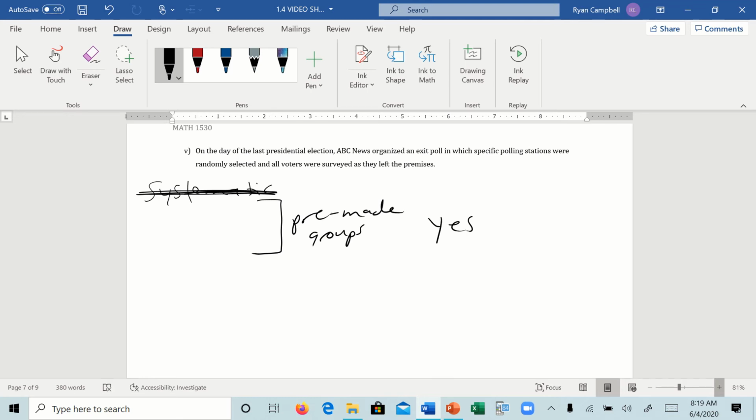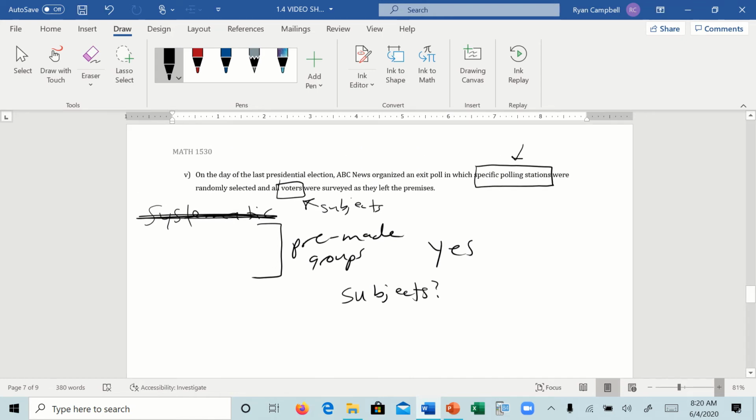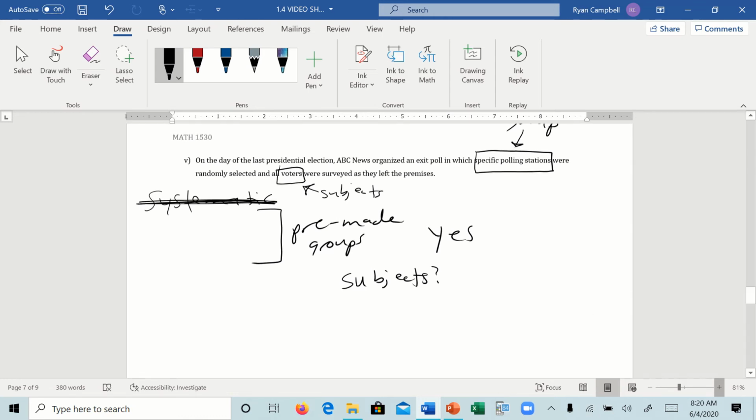So what might the pre-made groups be? Well, again, what are the subjects? So in this case, the subjects would be the voters, right? So how are the voters partitioned? How are they grouped up? Well, each person has a polling station, right? Each voter has a polling station. So this would be their group. All right, so it seems like we have pre-made groups.